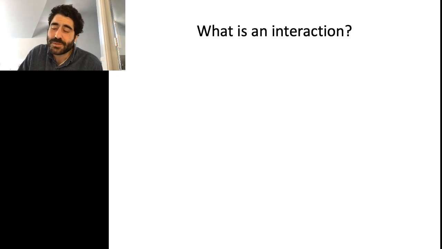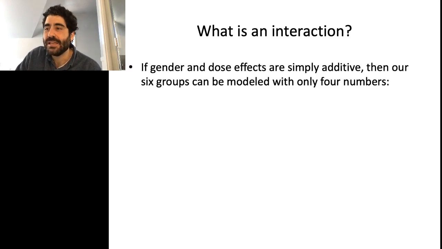So the most complicated part of these are these interaction things. So just to give another example of what this means. Let's imagine that there is some kind of gender effect and there is some kind of dose effect, but there's no interaction. What that means is that there's 6 different categories of people in our experiment, right? There's 2 levels of the gender factor times 3 levels of the dose factor. And so what that would mean is that those 6 groups can be modeled by just knowing 4 numbers.